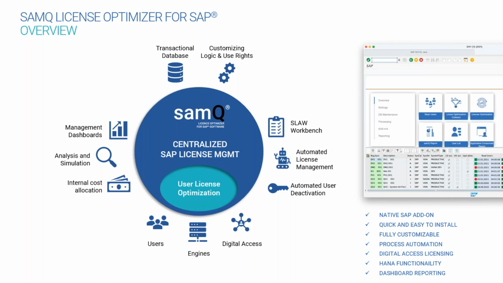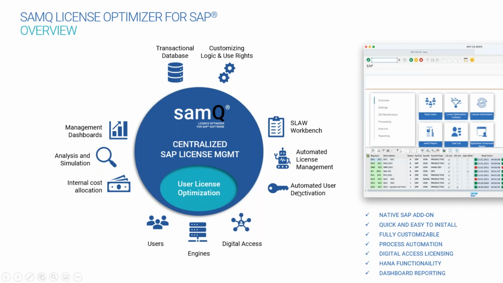It could be a banking user, it could be a retail user, etc. And therefore, we have to have customization specifically to manage those specific client requirements. On top of that, we have an SLA workbench. We have automated license management functionality that automatically goes and updates certain tables with the right correct license category, etc. Automatic user deactivation, very important.